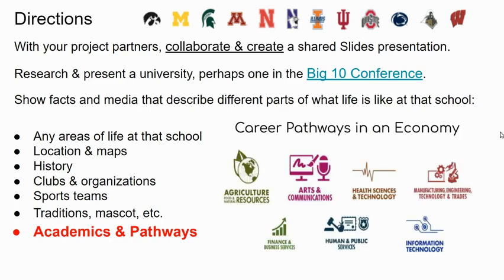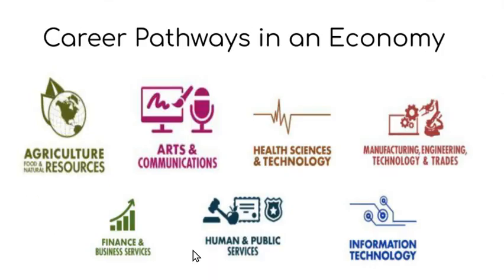When we talk about career pathways, we can see the 7 main areas here. For example, University of Illinois was the first school in the world to have a college of agriculture. So if I were doing U of I, I might mention that.